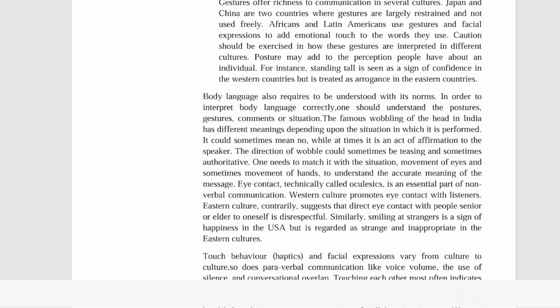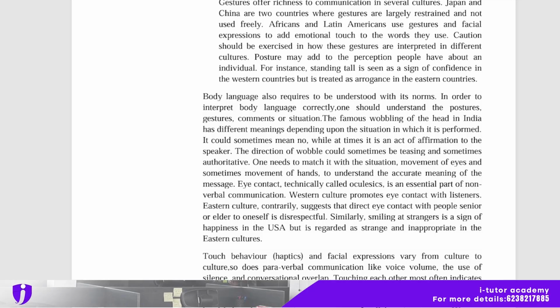Body language also needs to be understood with its norms. In order to interpret body language correctly, one should understand the postures, gestures, comments, or situation. The famous wobbling of the head in India has different meanings depending upon the situation in which it is performed. It could sometimes mean no, while at other times it is an act of affirmation to the speaker. The direction of the wobble could sometimes be teasing and sometimes authoritative.